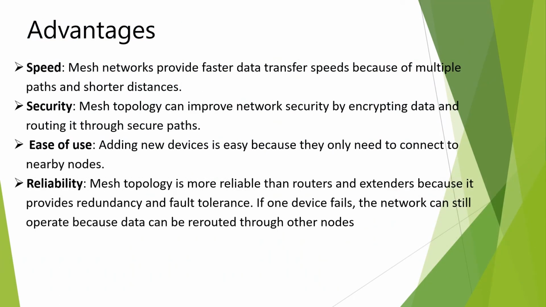Advantages. Speed. Mesh networks provide faster data transfer speeds because of multiple paths and shorter distances. Security. Mesh topology can improve network security by encrypting data and routing it through secure paths. Ease of use. Adding new devices is easy because they only need to connect to nearby nodes. Reliability. Mesh topology is more reliable than routers and extenders because it provides redundancy and fault tolerance. If one device fails, the network can still operate because data can be rerouted through other nodes.